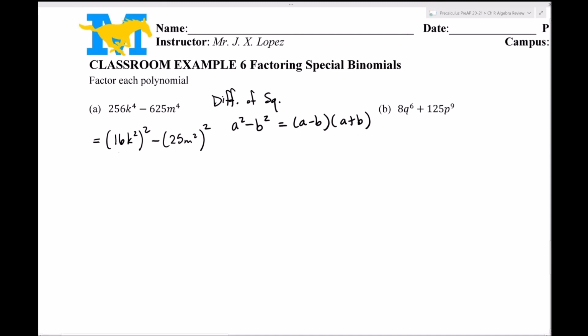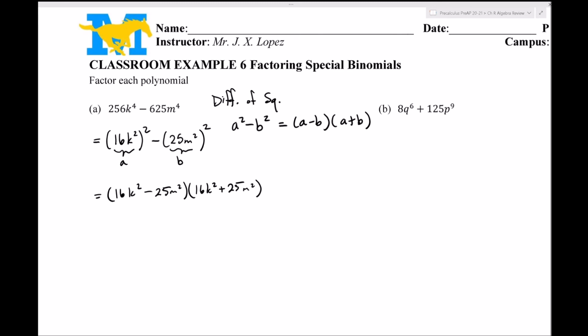Now that we've successfully found out what the values of a and b are, we simply plug into the formula a minus b, a plus b. So then this is equal to, factored, 16k squared minus 25m squared times 16k squared plus 25m squared, a plus b, a minus b. And I would say we're done here, but we're not.